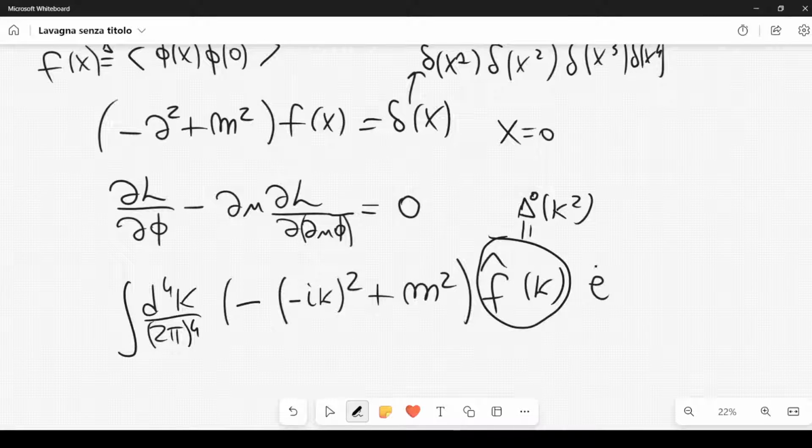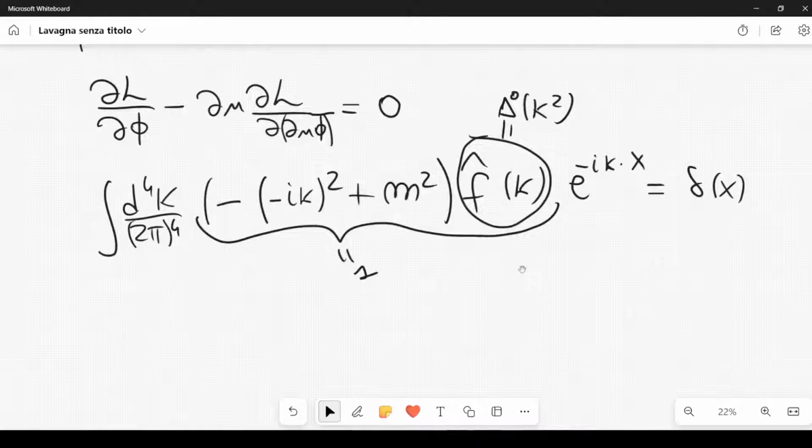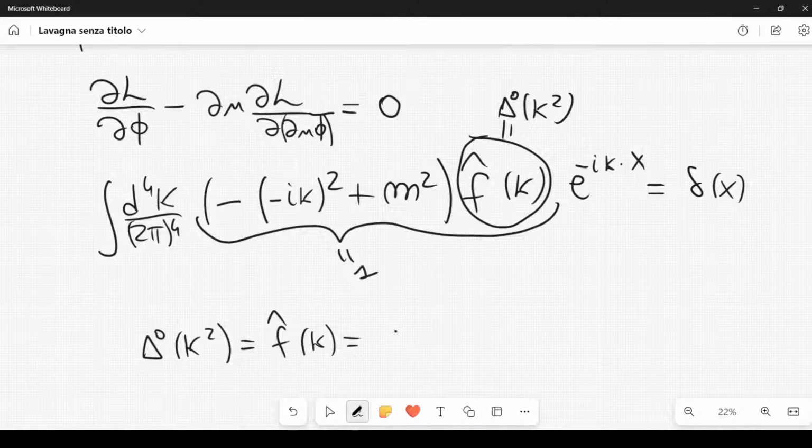Then here we have e to the minus ik dot x, and this is equal to delta of x. In order for this result to be equal to delta of x, we must make sure that this is equal to 1. And therefore, delta 0 of k squared, which is equal to half hat of k, should be equal to 1 over k squared plus m squared. And this is not surprising because it is a result that we also derived more rigorously in the previous lectures.